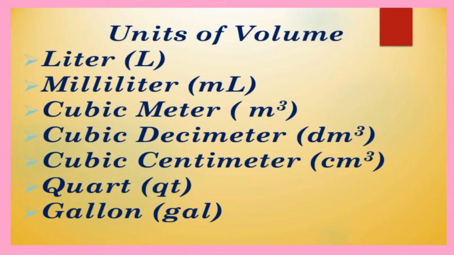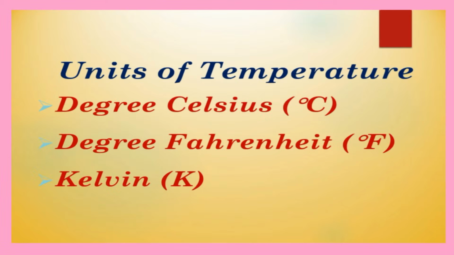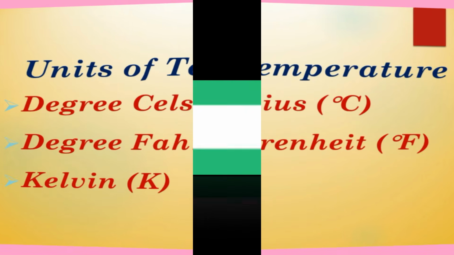The following are the units of volume: liter, milliliter, cubic meter, cubic decimeter, cubic centimeter, quart, and gallon. These are the units of pressure: Pascal, atmosphere, millimeters of mercury, centimeters of mercury, torr, and pounds per square inch. Lastly, these are the units of temperature: degree Celsius, degree Fahrenheit, and Kelvin.